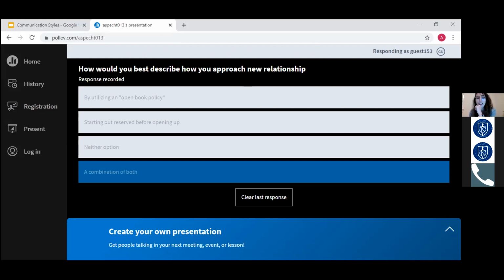So I have multiple people who said a combination of both. Someone said it depends on the situation. I have someone say starting out reserved, I see. So I think we have a good mix. That is a good answer to explain. Someone says definitely an open book policy. There are people out there that definitely use an open book, and there's nothing wrong with that. I personally am more reserved at first, but then as soon as you get to know me, I am a complete open book and can talk about anything. All right, so I'm going to go on to our next question. I think everyone's answered.